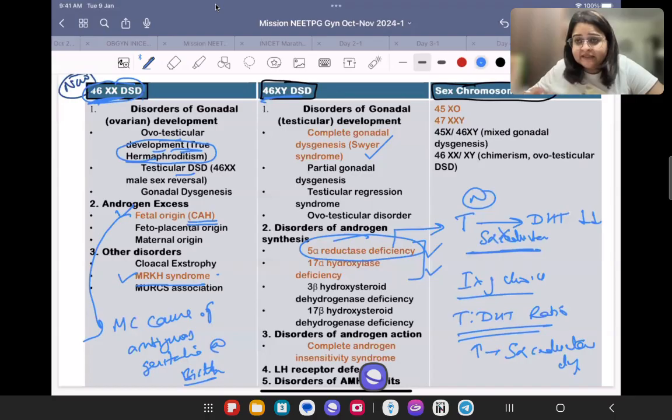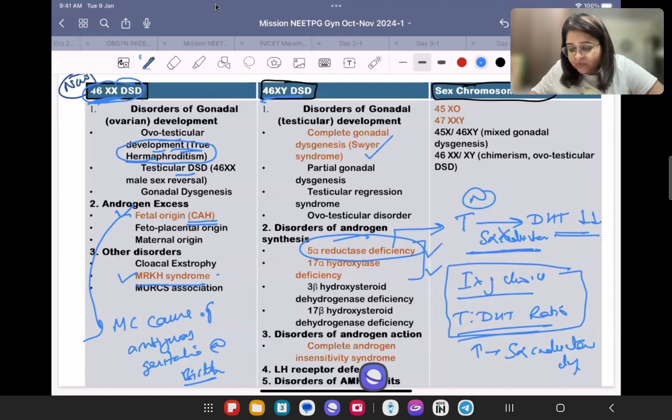How do they present? They again present with ambiguous genitalia either at birth or at puberty. The investigation of choice is the T to DHT ratio. Because DHT levels are less, the T to DHT ratio is going to be high. Then another one we've discussed, complete AIS. Turner and Klinefelter, you already know enough about. So basically this is the new classification. The new classification is as per the karyotype of the person.